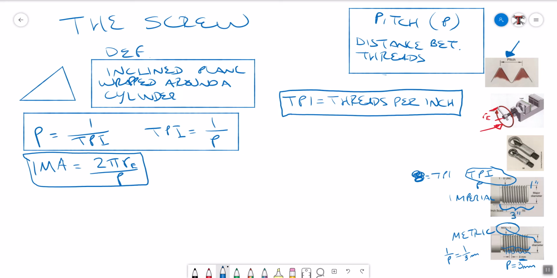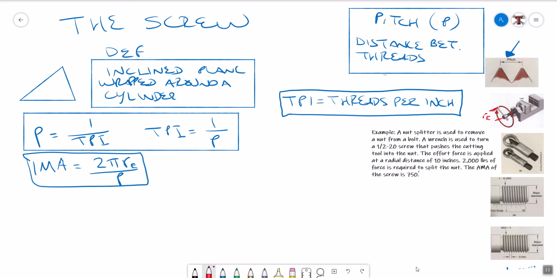We could say that this is a 3-inch long screw with a major diameter of 1 and a threads per inch of 8. Now, if we wanted to figure out the pitch for this one, once again, it would be 1 over the TPI, or 1 over 8. All right, so hopefully that makes some sense.